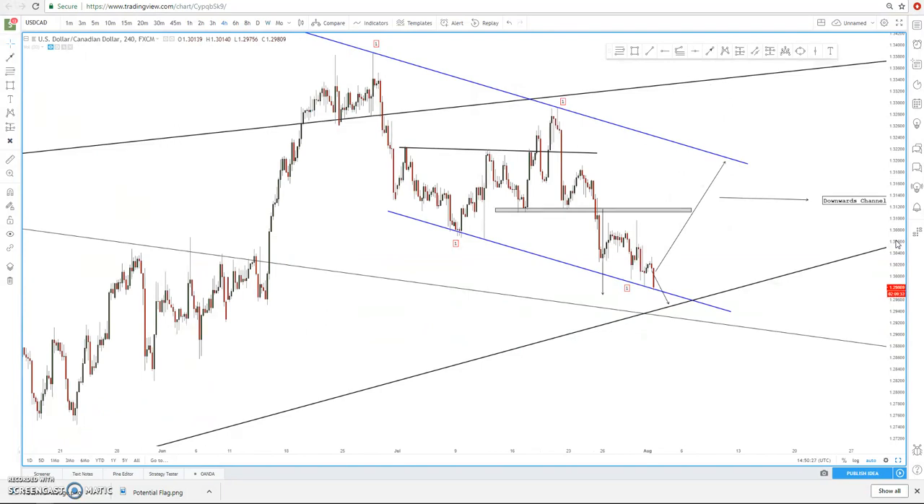I haven't put in any trades on USDCAD ever since I shorted it from this support at the right shoulder. So that's what I'm waiting for now. It's a waiting game for me. I'm just sitting on my hands on USDCAD at the moment.